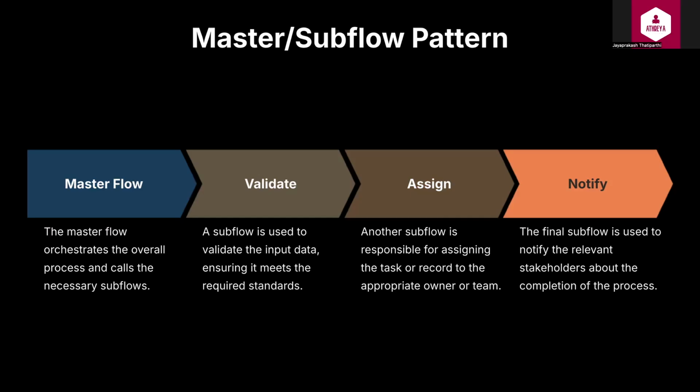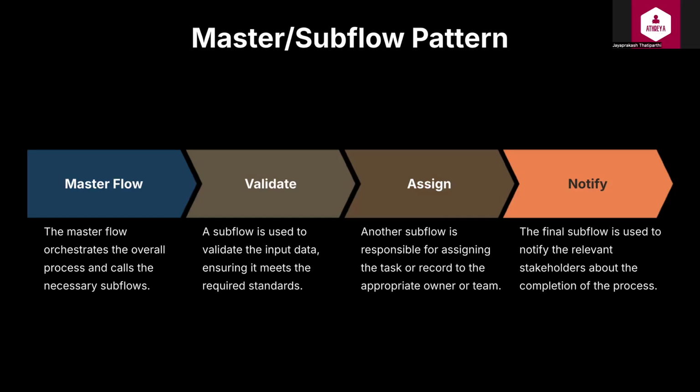In our example, we have identified 3 key subflows that demonstrate this modular approach. The validate subflow ensures the input data is accurate and complete. It can handle tasks like checking required fields, enforcing business rules, or even calling Apex validations. The assign subflow determines the correct owner or team to route the record or task to, using logic based on role hierarchies, queue membership, or custom assignment rules.